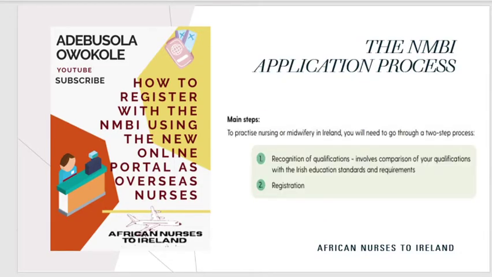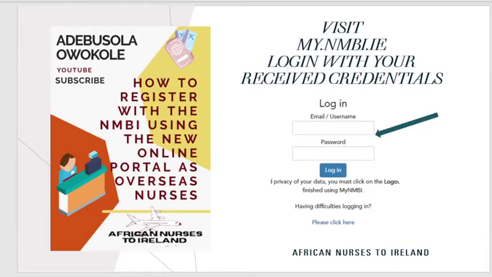So what do you need to know? The NMBI application process, especially using the new portal, is in 2 stages. It's in 2 steps. The first step is your recognition of qualifications, and the second step is the final registration, that's placement on the register. So firstly, your qualifications need to be recognized by the NMBI, and finally, you have to be placed on the register. So it's a 2-step process.